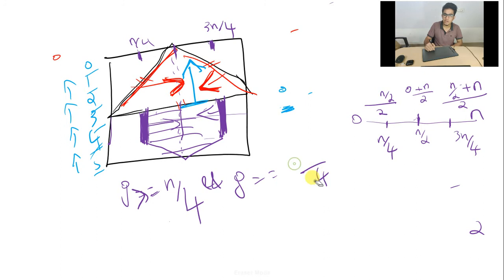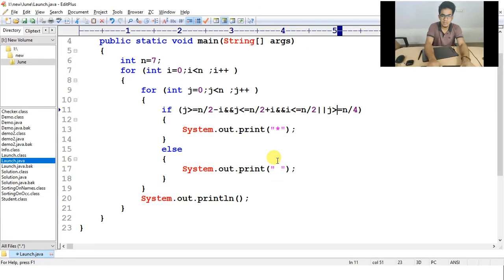Hey, don't write 3n by 4, okay? Don't write 3n by 4 because if you write 3n by 4, compiler doesn't know what is 3n. You have to tell 3 into n by 4. 3 star n by 4. From that line you want to print left side. So copy this less than symbol, okay? And paste it here. J is less than or equals to 3n by 4. And operator. J is less than or equals to 3 star n by 4.